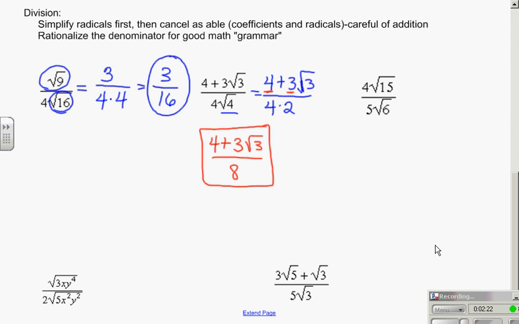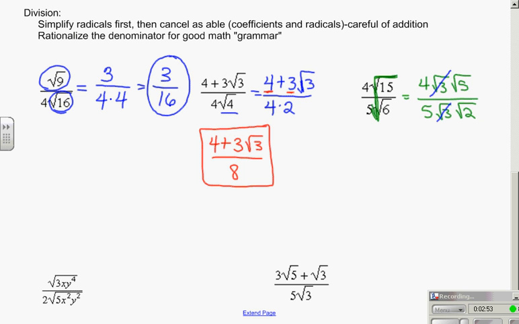Now our next example is going to have a couple of different issues in it. First, we check for canceling. 4 and 5 do not have any common factors. I can think of these two numbers as being under the radical together. And so I can actually think about this as the 4 times the square root of 3 times the square root of 5, if I just factor 15, and 5 times the square root of 3 times the square root of 2, if I factor 6.